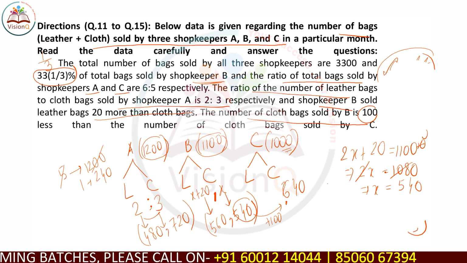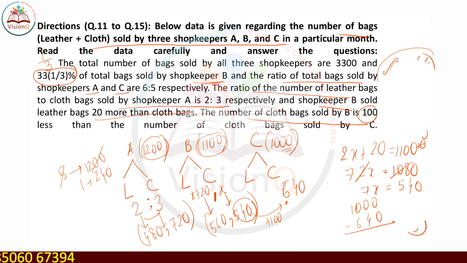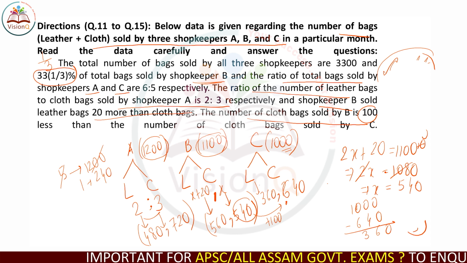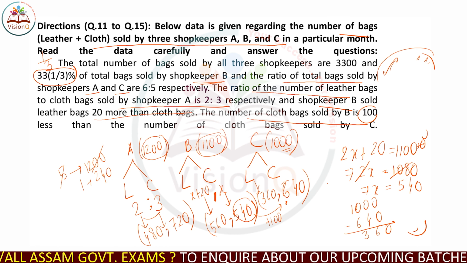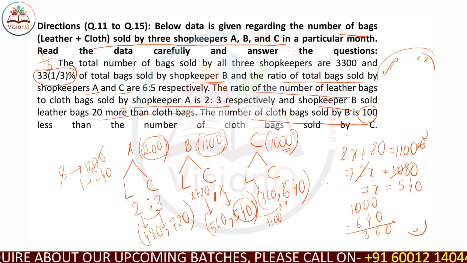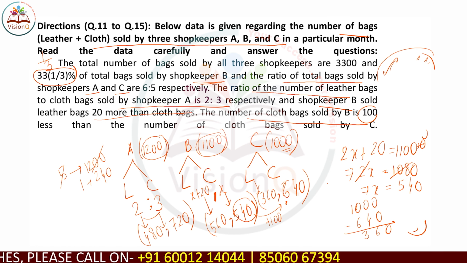Now total number of bags sold by C is 1000. So if I subtract 1000 minus 640, I will get what? The number of leather bags sold by C. Okay, it becomes how much? 360. So number of leather bags sold by C is 360. So I have found out all the values in this given DI. The number of leather and cloth bags sold by A, B, C I have found out. Also I know the total number of bags sold by A, B and C respectively. Now based on this information, I can solve the questions one by one.